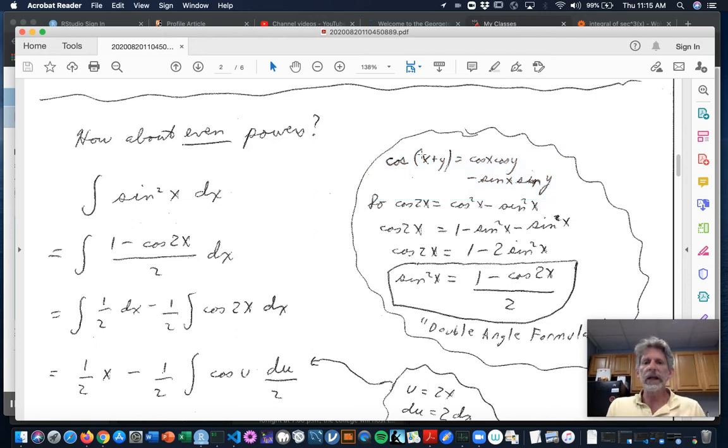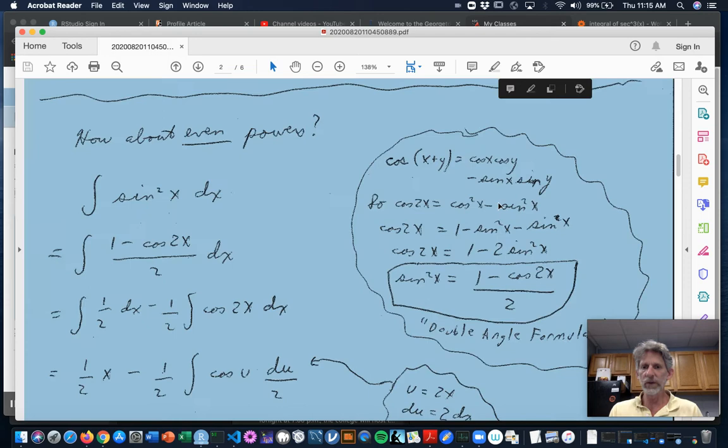Now, if you let x and y be the same, like if you let them both be x, then you're looking at the cosine of 2x there on the left. And on the right, you would have cosine x times cosine x, which is cosine squared x, minus sine x times sine x, which is sine squared x.